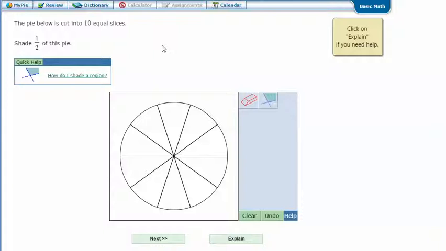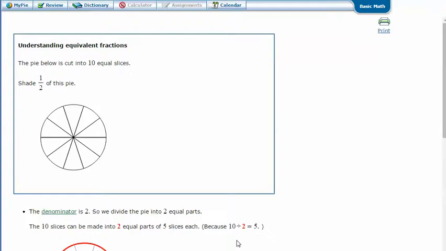Here's an example problem. The pie below is cut into 10 equal slices. Shade half of this pie. Now I could just kind of look at this and guess as to what half of this would look like, but let's click Explain. The pie below is cut into 10 equal slices. Shade half of this pie.